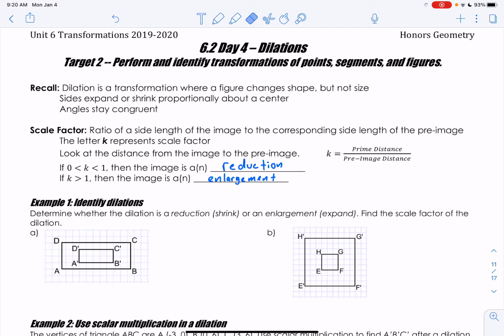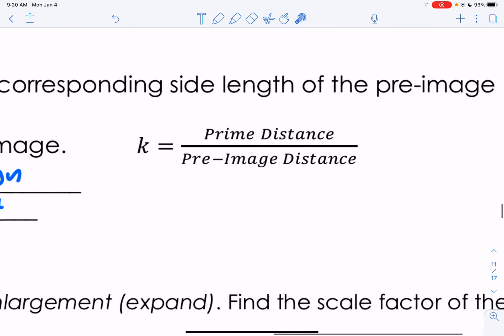Scale factor is going to be the ratio of the side lengths of the image to the corresponding side lengths of the pre-image. So again, this is just how they're related to each other. We talk about scale factor with lots of other things. We use the letter K to represent scale factor. Whenever I'm determining scale factor, we always do the distance from the image to the pre-image. So when I'm calculating my scale factor, we always do prime distance over pre-image distance. And I'll show you what that means in a minute here.